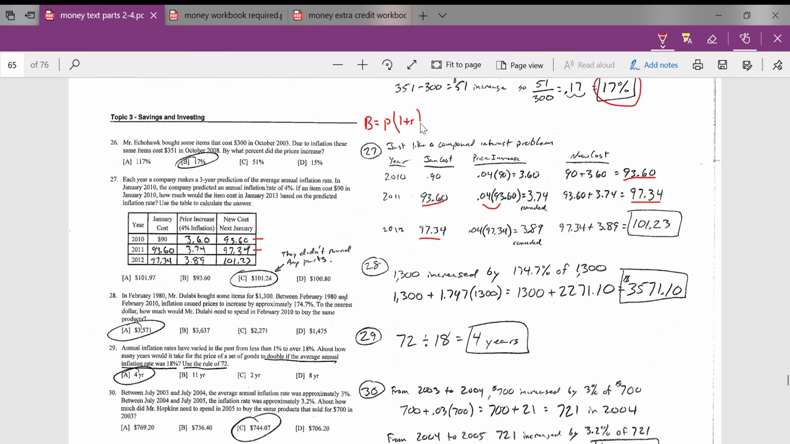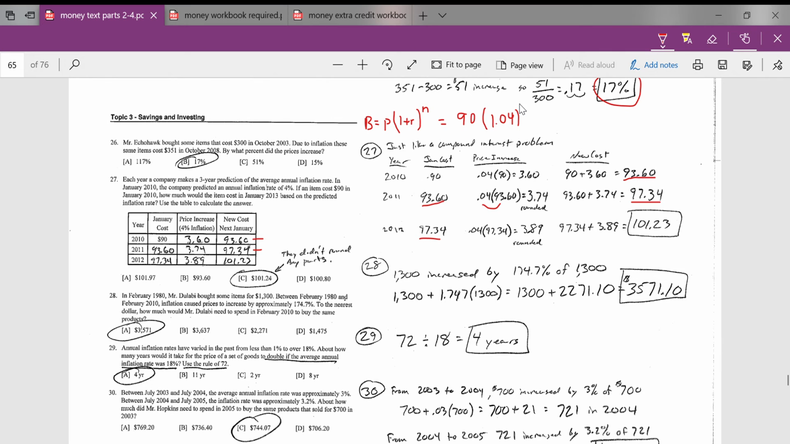The P stands for principal. The R is the interest rate, and the N was the years compounded. So the principal would be 90. I'm going to do 2 steps in one here. The interest rate is 4%, so 0.04. I'm going to add the 1, so we would have 1.04 here.